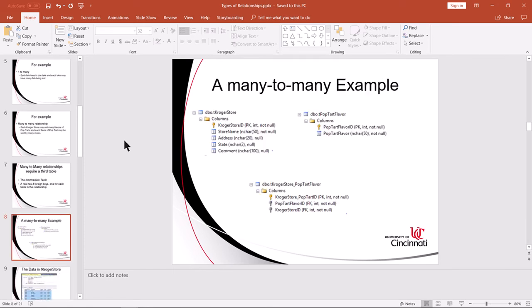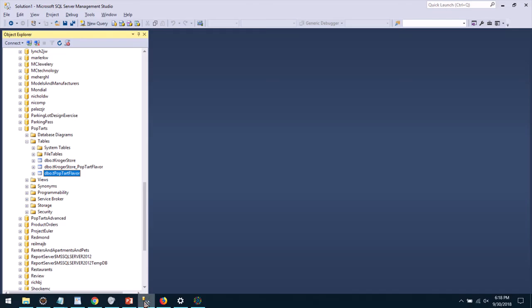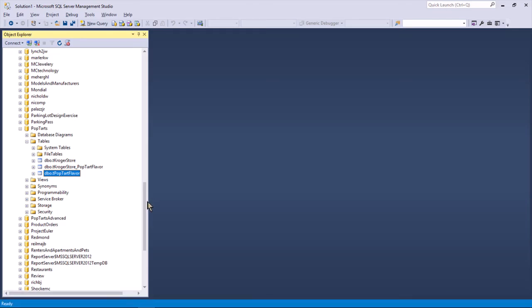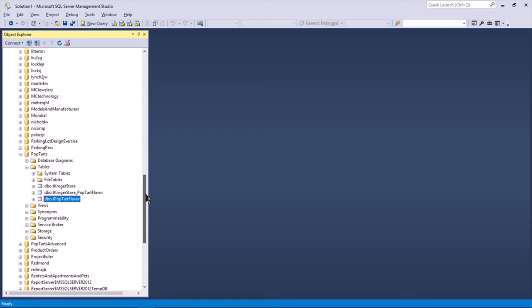Here are our tables. I've created these in SSMS. I encourage you to log on to SSMS. There are Pop-Tart credentials provided for you on Blackboard. They will not be given here for security reasons. Look in the course documents folder and you will find credentials for the Pop-Tarts database. Use those credentials to log in.